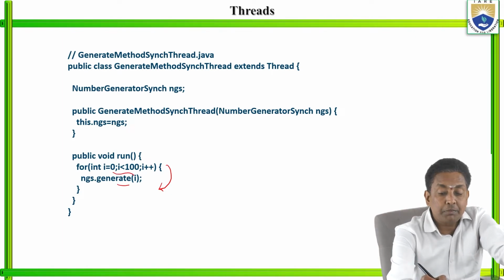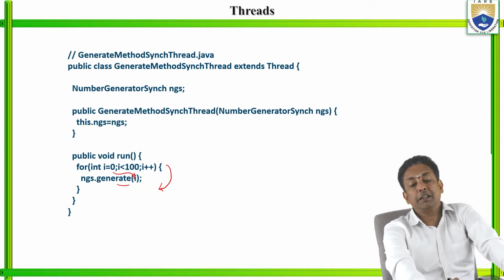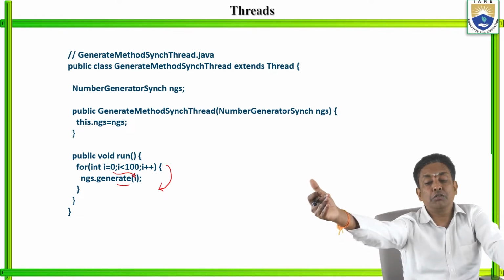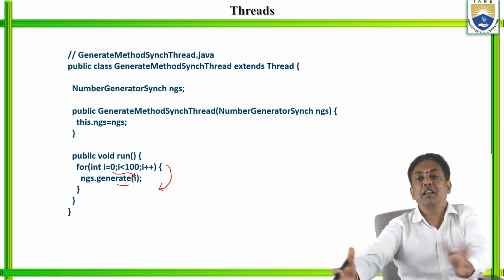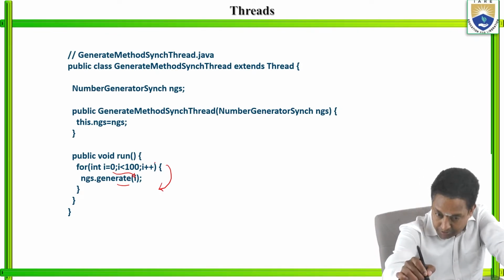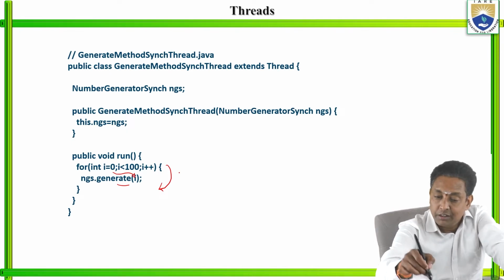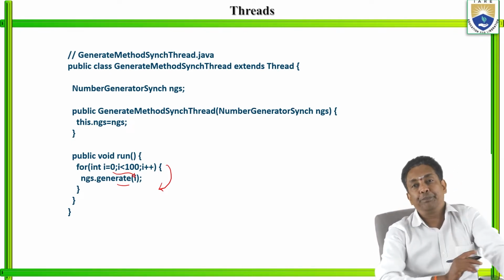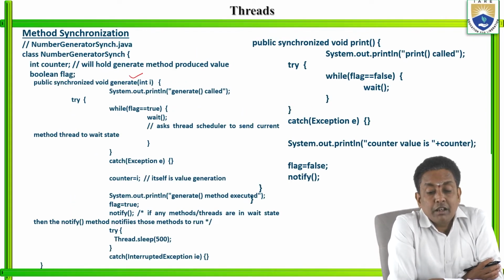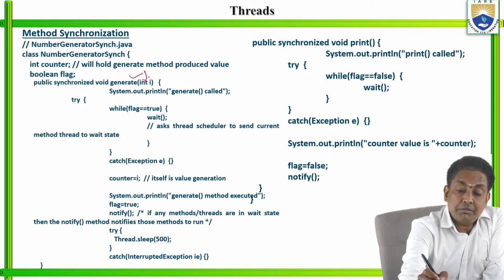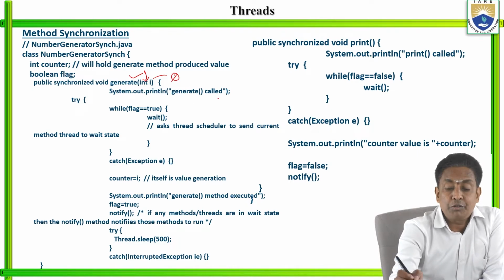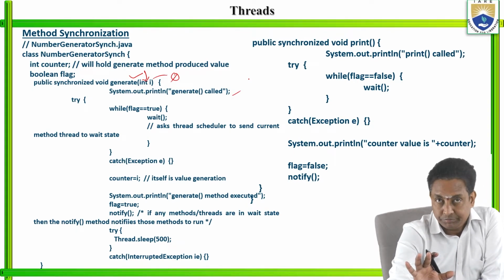And what is the value passed here? The value passed here is the initial value 0. Next time it will be 1, 2, 3, and so on up to less than 100, that is 99. 0 to 99 is 100 values. During the first thread execution, first iteration, the value is 0. That value comes to generate. The current value is 0. We wrote one debug statement, generate method called.